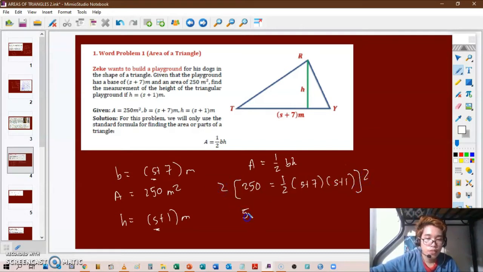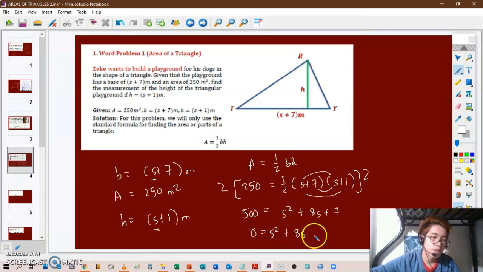Therefore, we have 500 is equal to s plus 7 times s plus 1. This gives you s squared, and then 7s plus 1s gives you 8s, plus 7. Therefore we have a quadratic equation: s squared plus 8s plus 7 minus 500, which gives negative 493.